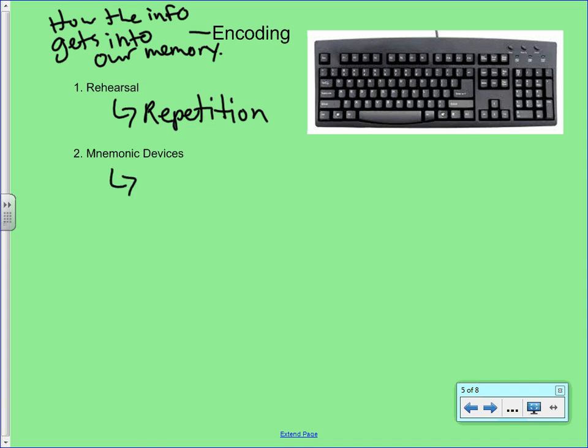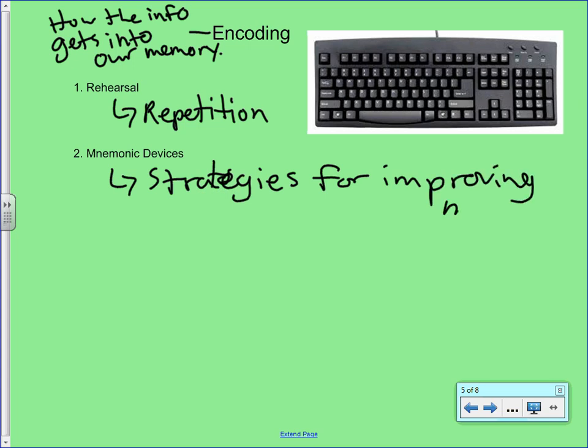Second is mnemonic devices. A mnemonic device is a strategy for improving our memory. So things that we do to help us improve our memory through encoding ideas in specific ways. For instance, some of the ones you might be familiar with, Please Excuse My Dear Aunt Sally is a mnemonic device. It's the order of operations in math. It stands for parentheses, exponents, I forget, multiplication, division, addition, subtraction, I think. Check with Mr. Volk, but I'm pretty sure that's what it stands for.